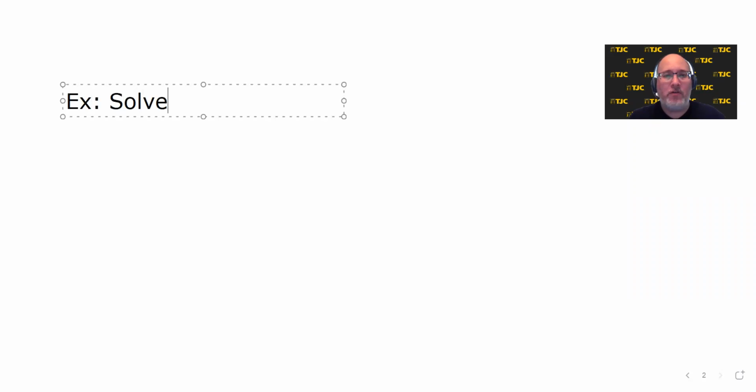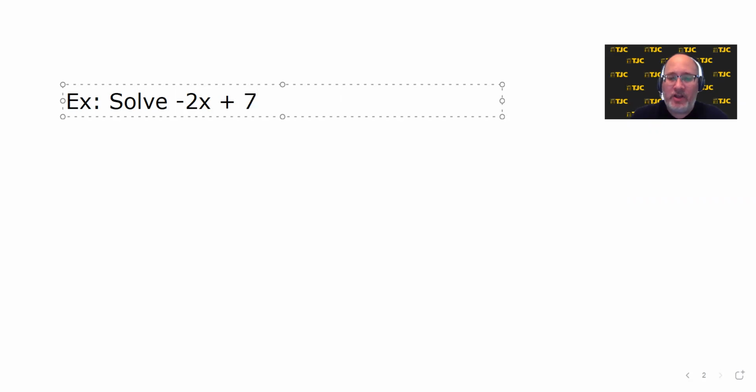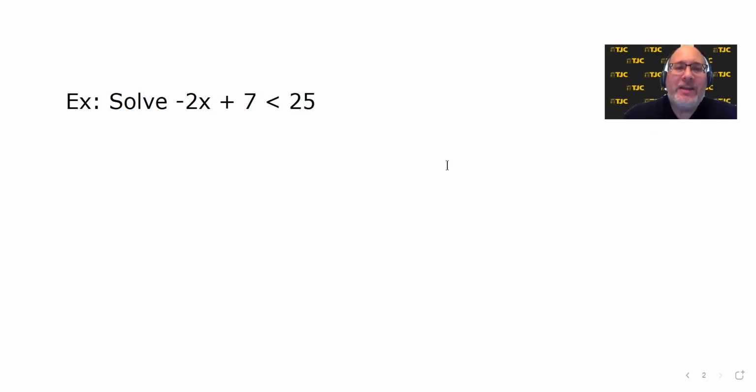Let's solve negative 2x plus 7 is less than 25. If this said equals, it would be pretty easy to solve. We would start by subtracting 7 from both sides and then dividing both sides by negative 2. But it's an inequality. However, that doesn't change what our first two moves are.